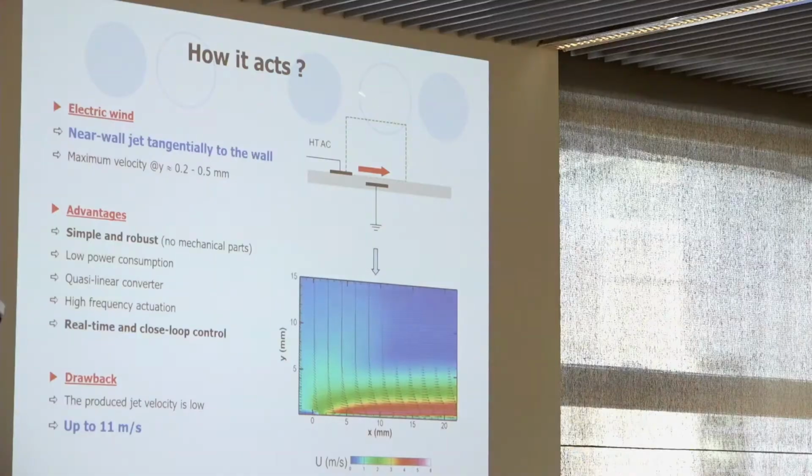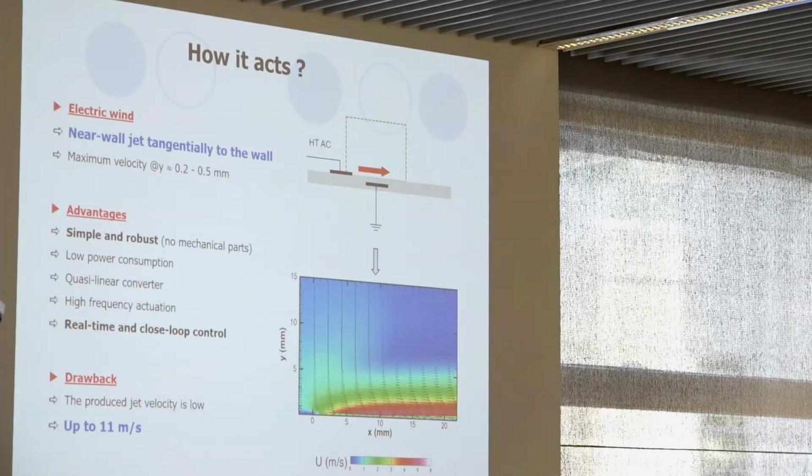If we measure the velocity in this field of view, for example, we have this result. So we can see that we have an ionic wind jet which is parallel to the flow, and there is a suction effect above the discharge.